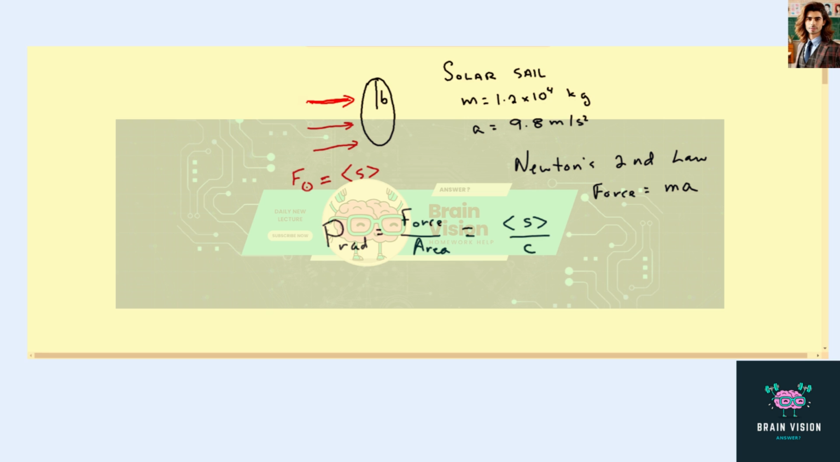And this is typically what you would use for a dark surface that absorbs the light. For a reflective surface, we would get twice the pressure because there's twice the momentum imparted to the object by a photon bouncing backwards compared to just stopping.